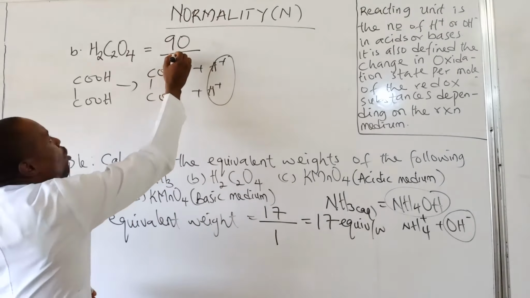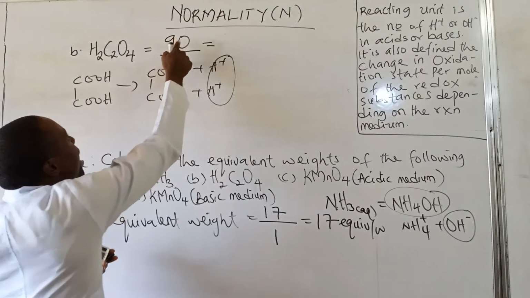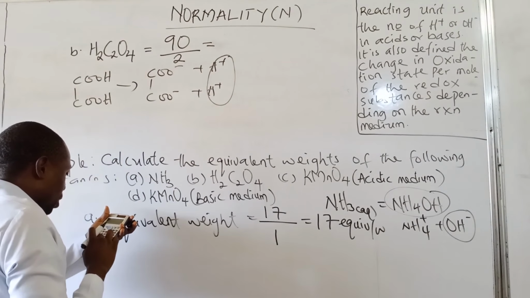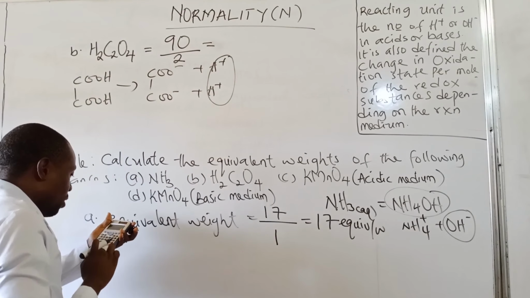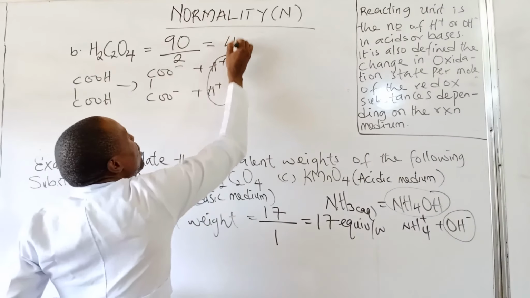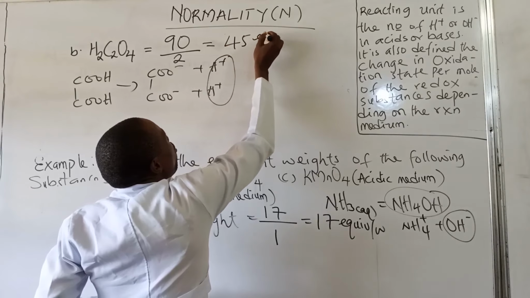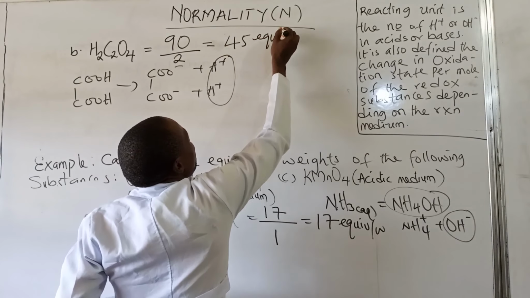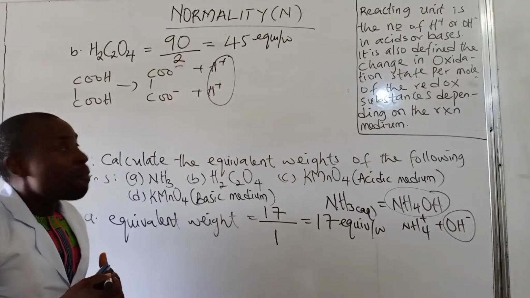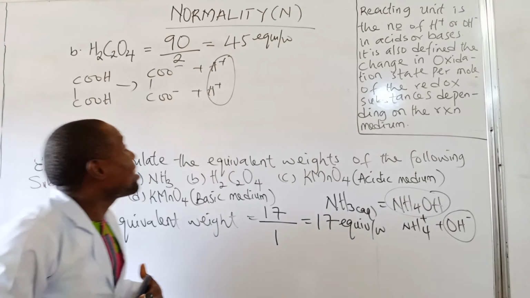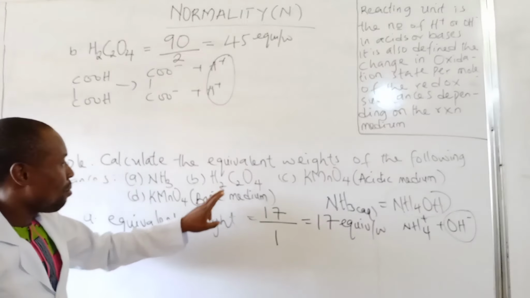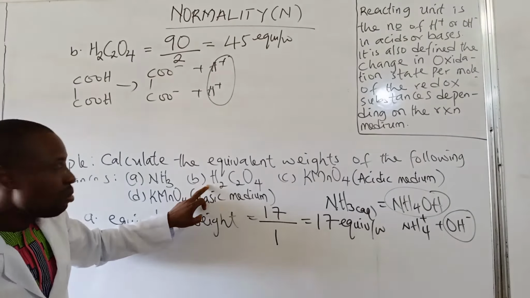So it means here becomes what now? 2. So 90 divided by 2 will give me 45 equivalent weight. So that is the final answer to this example 2.